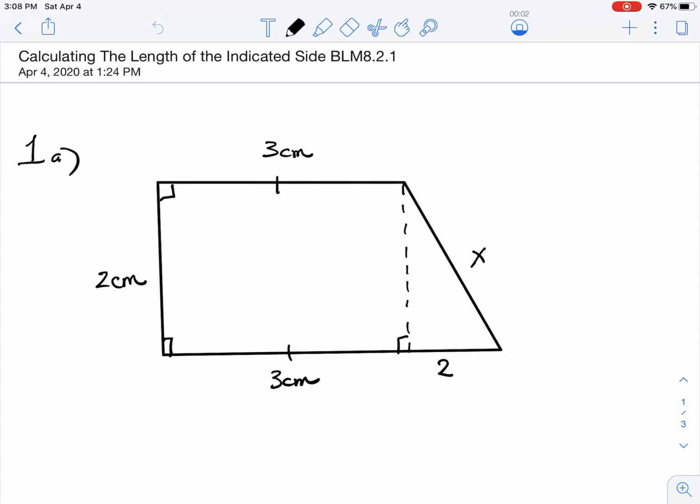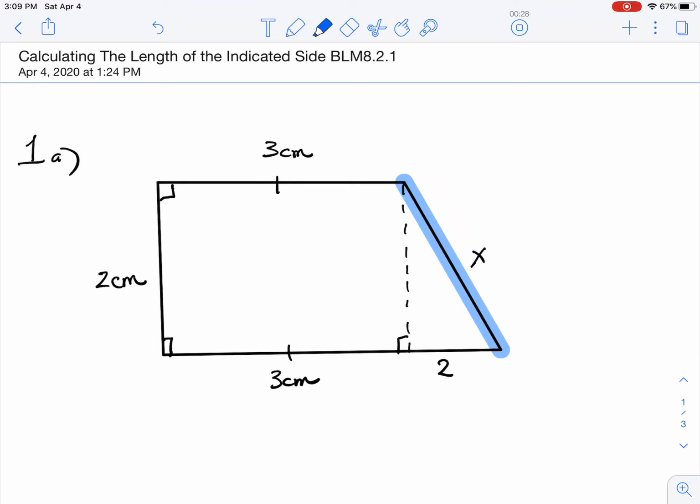Okay, so we're looking at Black Line Master 8.2.1, and we're going to look at 1A and B, where they're asking you to calculate the length of the indicated side. So on 1A, here's a diagram I redrew. Here's the side with the variable, so they want us to calculate that length.